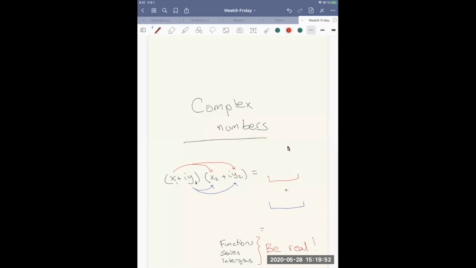And we defined a rule for multiplying them by FOILing this product with the convention that i squared is equal to -1. So in this case, if we FOIL the product, for the x1 term, we get x1 times x2 plus i times x1 y2. And if we FOIL the blue terms, we get i y1 x2 plus i y1 times i y2.